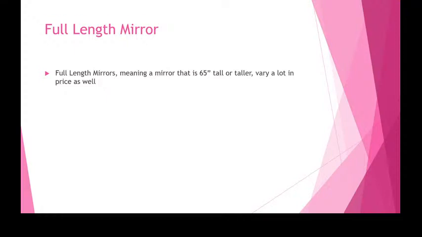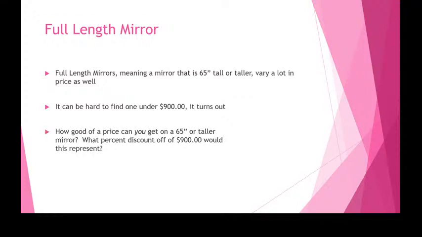A full-length mirror. Full-length mirrors, which means it has to be 65 inches or taller, vary a lot in price as well. It can be hard to find one under $900, it turns out. How good of a discount can you get on a 65-inch or taller mirror? What percent discount does that represent? See what you can come up with in the next 3 minutes. Teach, teach.